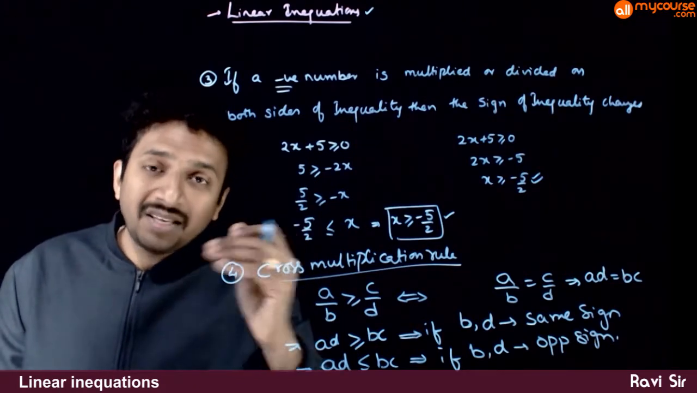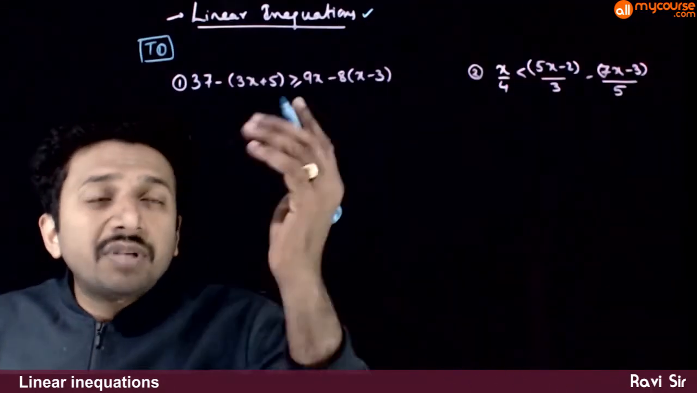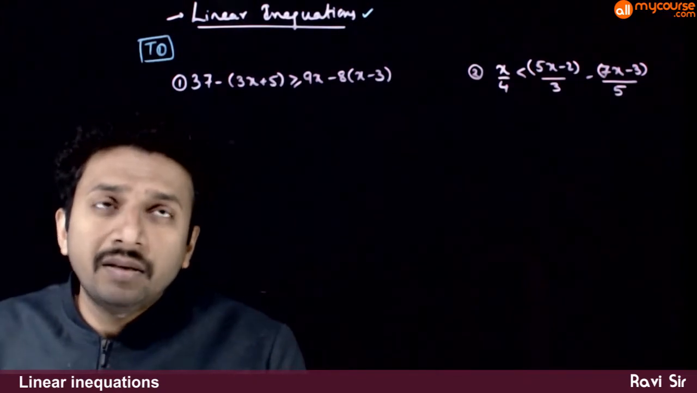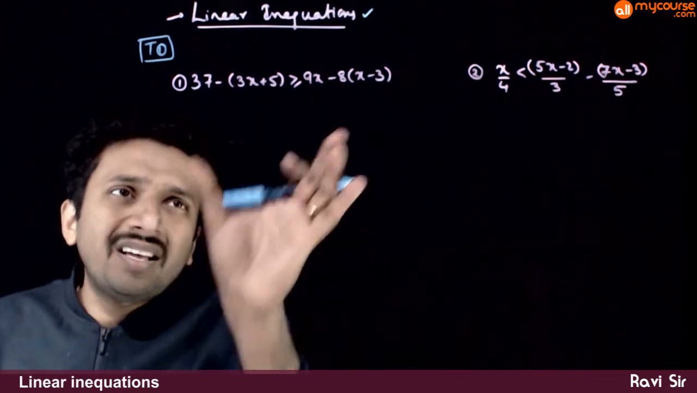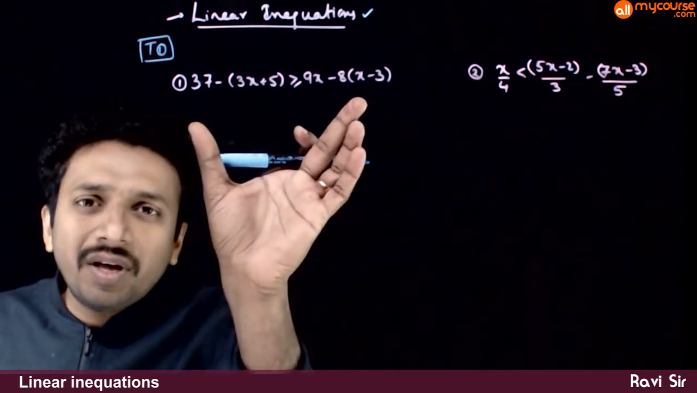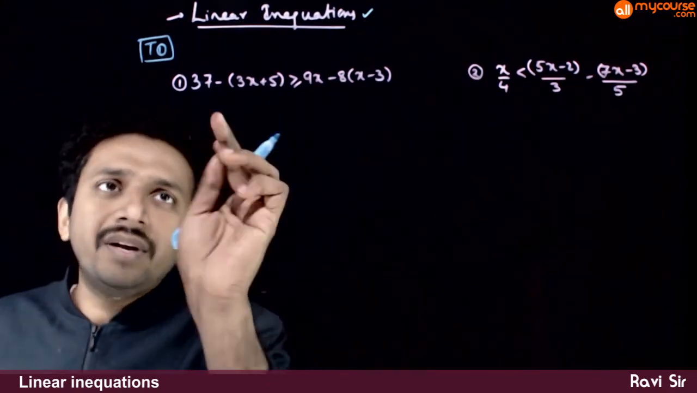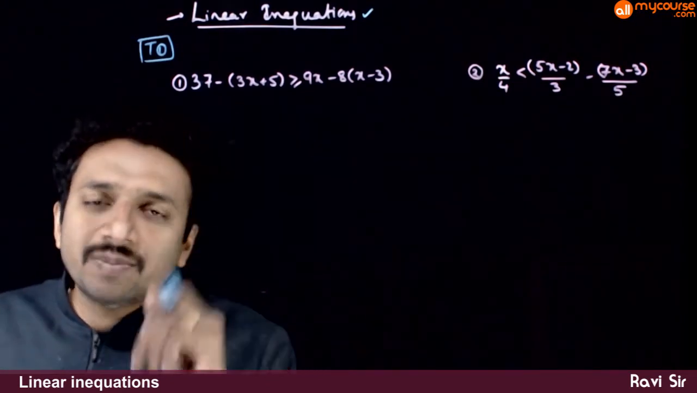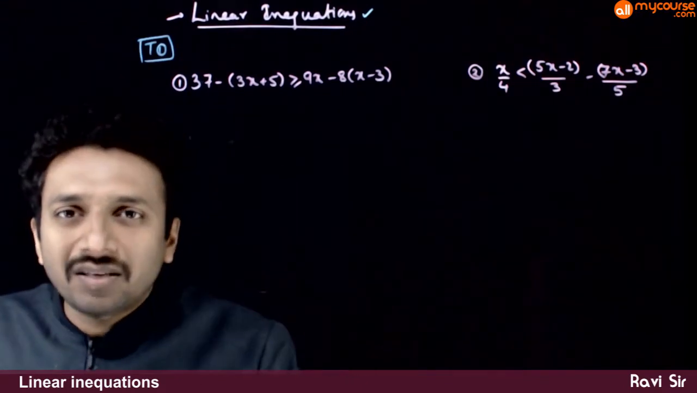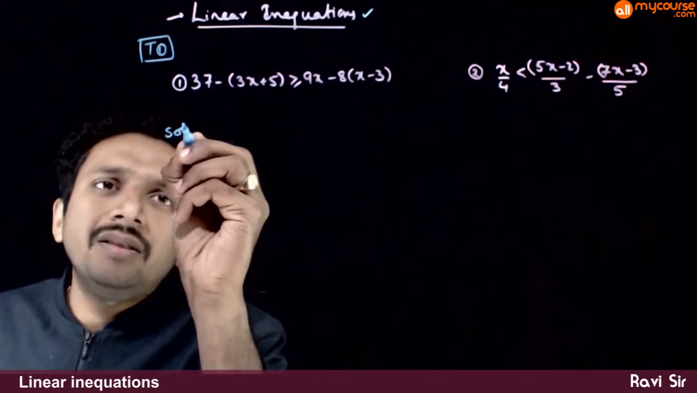So now let us apply these rules to solve our problems. Let us look at different types of questions that are asked in this topic, linear inequalities. The first type of questions that will be asked is very basic linear inequalities, where you need to just use the rules of inequalities and get the answer. For example, 37 minus of 3x plus 5 is greater than or equal to 9x minus of 8 times x minus 3. This is a single line inequation. So how do we solve this?